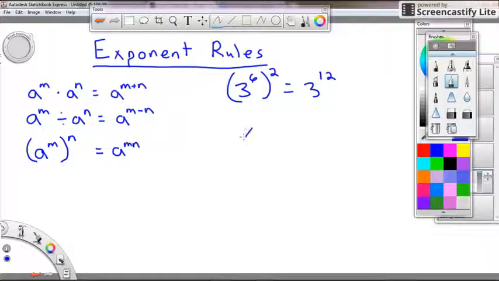Same thing for variables. x to the 3rd, if I raise that to the 7th power, if I wrote that out, it would be x to the 3rd times x to the 3rd, 1, 2, 3, 4, 7 times. Now, I don't want to do that. That's a pain. So that's why we're using these shortcuts. So x to the 3 times 7 is x to the 21st power.